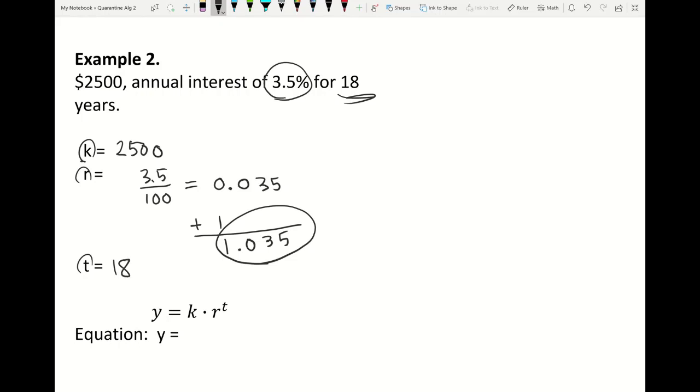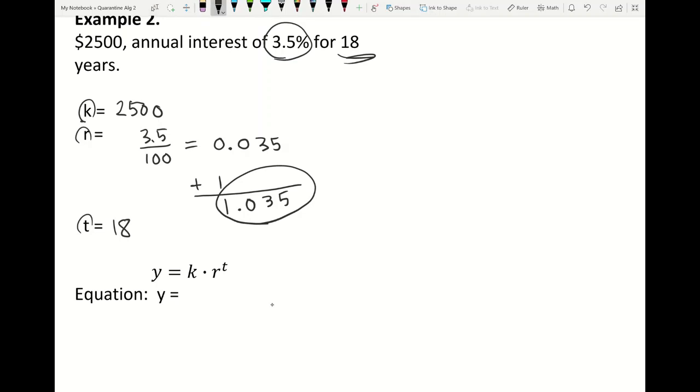So let's set up an equation. Y equals, what's K? 2,500. And then R is 1.035 to the 18th power. So please take out your calculator and do that. And I've got $4,643.72.